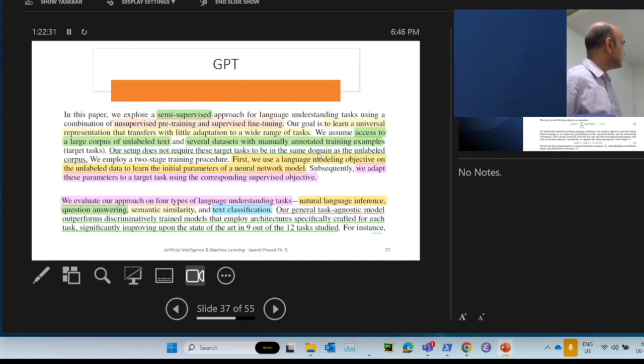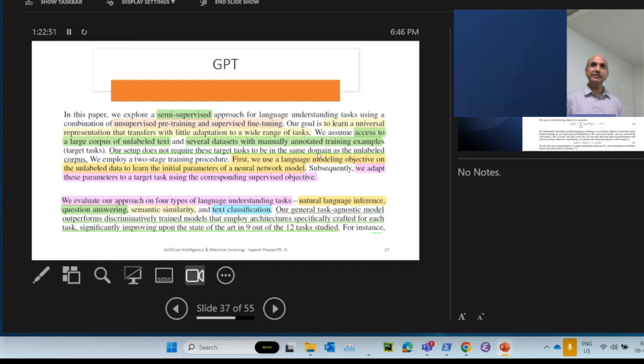Our goal is to learn a universal representation that transfers with little adaptation to a wide range of tasks. So that was a tall claim basically, that we want a universal representation irrespective of any particular task, and which has a very high generalizability like human beings, where they can make all kinds of sentences.